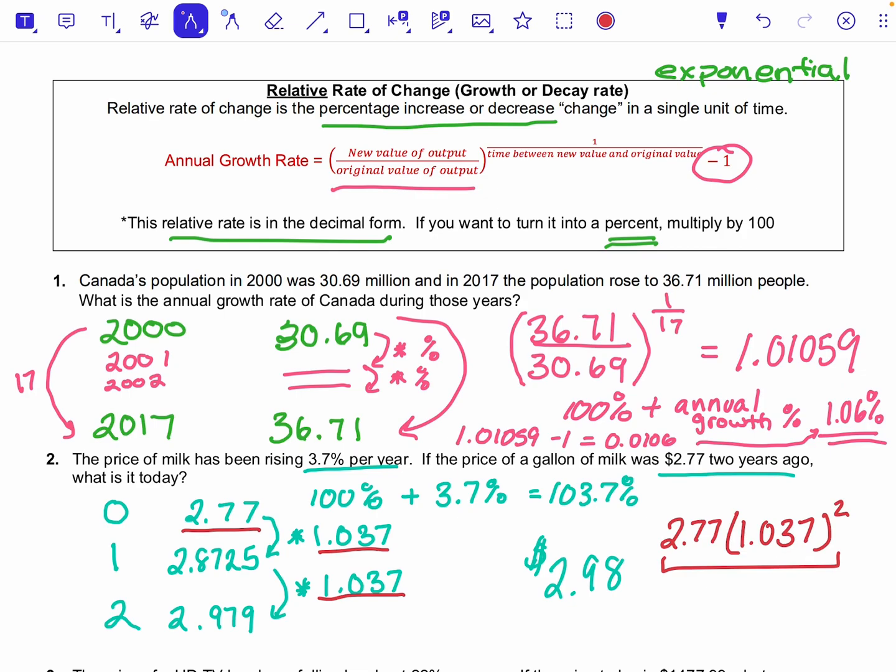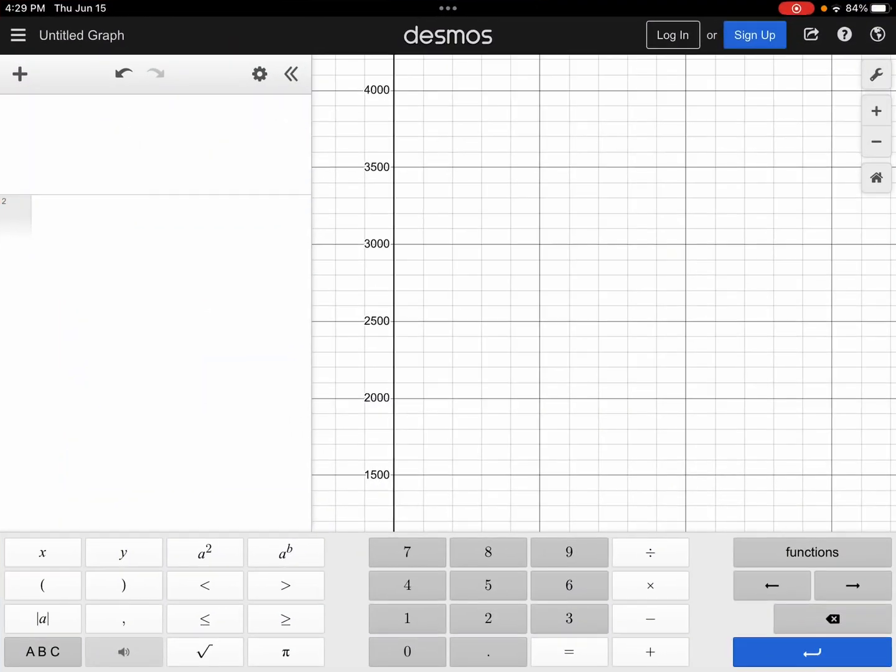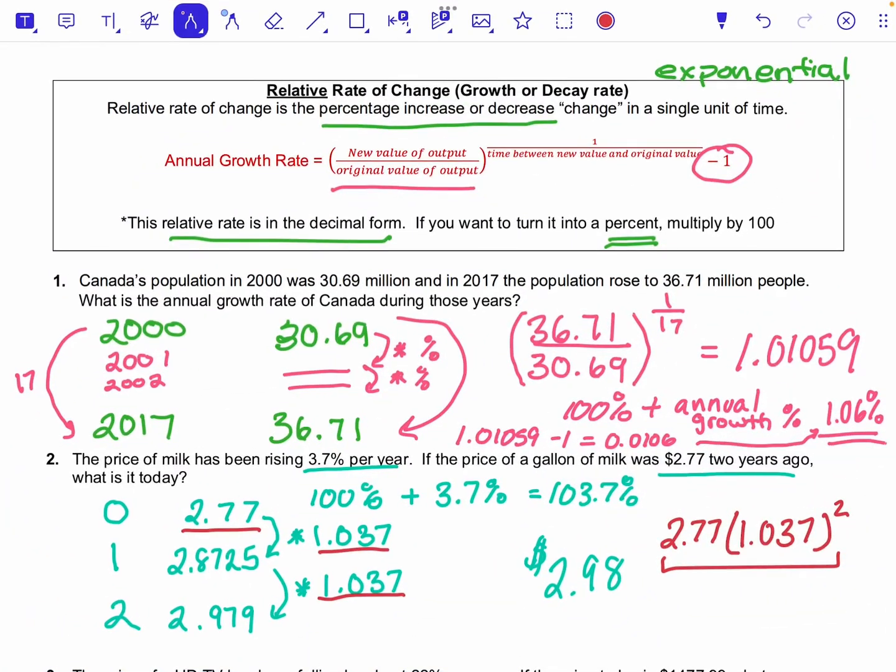And if I put just this expression in my calculator, guess what I'd come out with? Let's just test it out. So if I go to my calculator and I put in 2.77 and I times that by 1.037 and I raise that to the second power, 2.98. So I get the same thing I got by working it out step by step in my table. And keep that expression in mind. It's going to come up again.